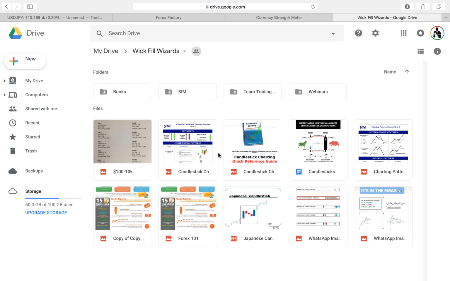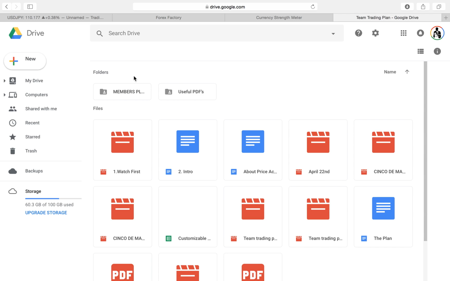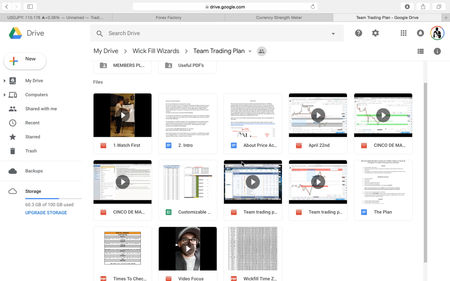This is my plan for our group. This is just stuff that we study, things that we work on, right? These here are only kind of PDFs, but then in Sims, in our books, we have all the books and everything. Of course, this is our plan.